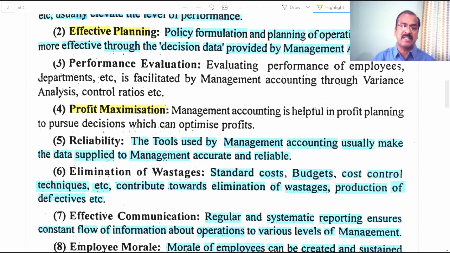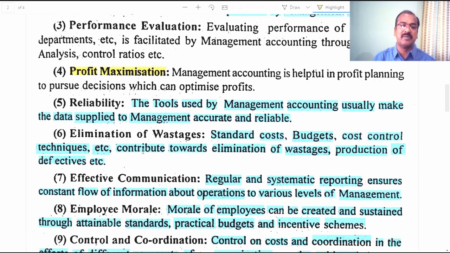The fourth advantage of management accounting is profit maximization. Of course, maximization of profit is the foremost objective of any business enterprise. Management accounting is really helpful in profit planning to pursue decisions which can optimize or maximize profits of the business enterprise.